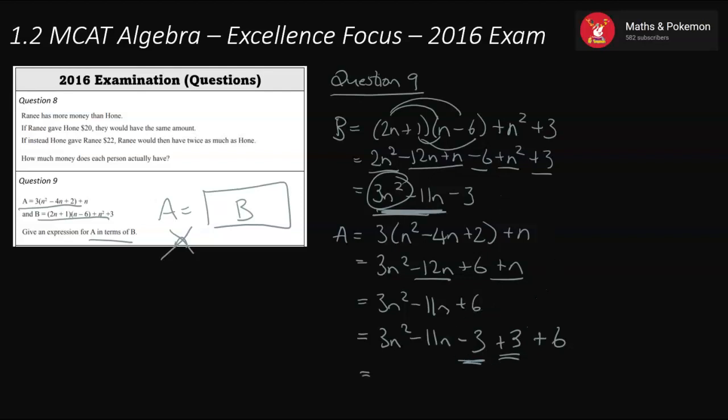So simplifying all this, this part here, 3n squared minus 11n minus 3, is b. So that means b, and then we just simplify the rest, plus 9. And there's my expression: a is equal to b plus 9. So very tricky question, very annoying one. I definitely get that a lot of people would have struggled and missed that in the exam.